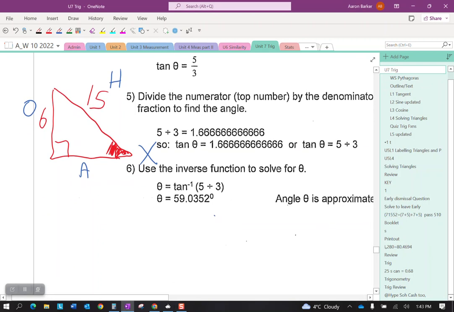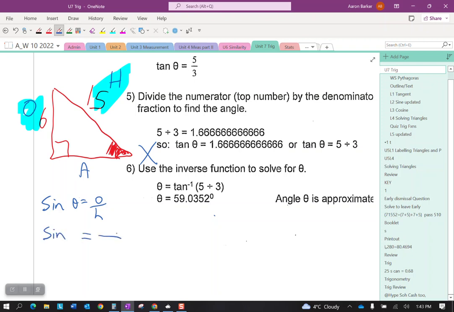Okay. So, which ratio should we use? Which one has O and H in it? Sine. So we start by writing sine theta equals O over H. Then we can substitute in. Now you could have started with sine x if you wanted to, but since we labeled it x, we should call it x. Otherwise, x will get sad.